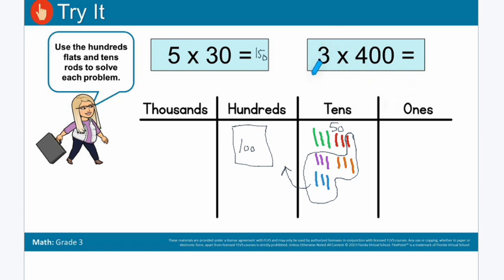All right, well, what about if I have 3 groups of the number 400? Ooh, okay. Well, let's go ahead and erase this and try this.